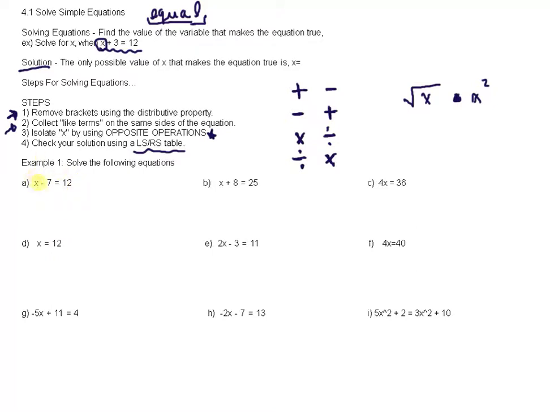So we need x by itself. So we have x minus 7. Well, what's the opposite of minus 7? Plus 7. So what we do to the right-hand side, we have to do the left-hand side. These cancel, and now we have x equals 12 plus 7, and we get x equals 19. So in other words, 19 minus 7 equals 12.